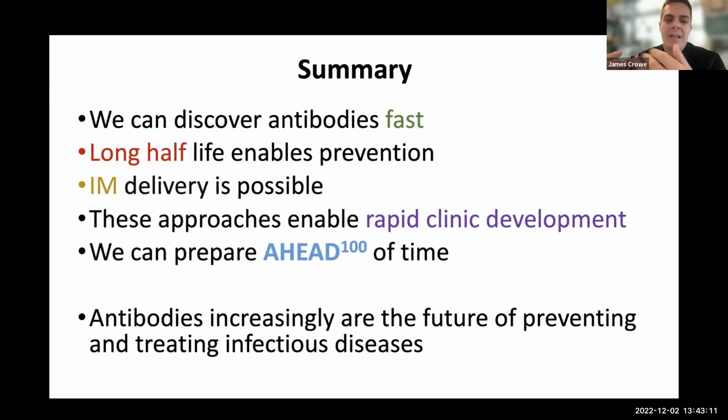So in summary, the speed of making antibodies, especially potent neutralizing antibodies, is super fast now. Long half-life allows antibodies to be preventative, not only treatment. I didn't mention, but we can give antibodies IM now, which opens up a lot of possibilities. You can get to the clinic rapidly, and I think we should prepare ahead of time, not always scramble. And I think antibodies are increasingly the future of preventing and treating infectious diseases.